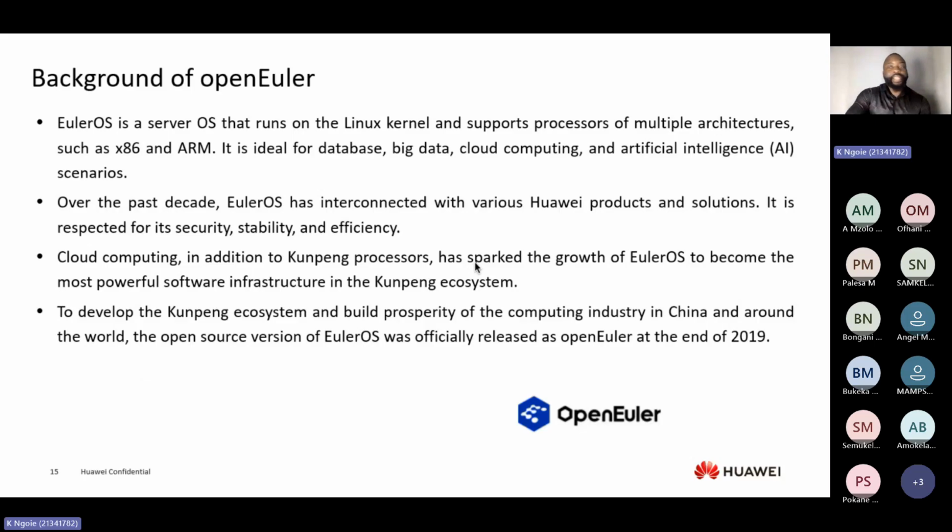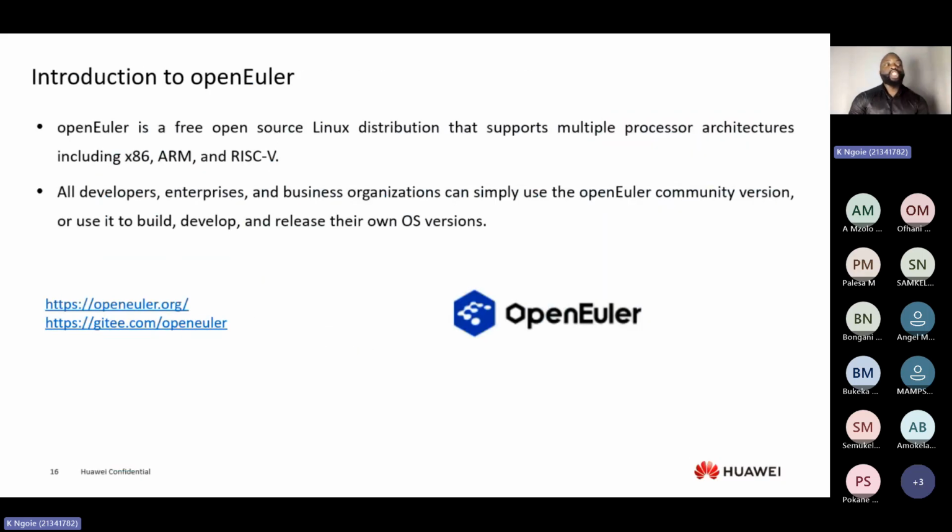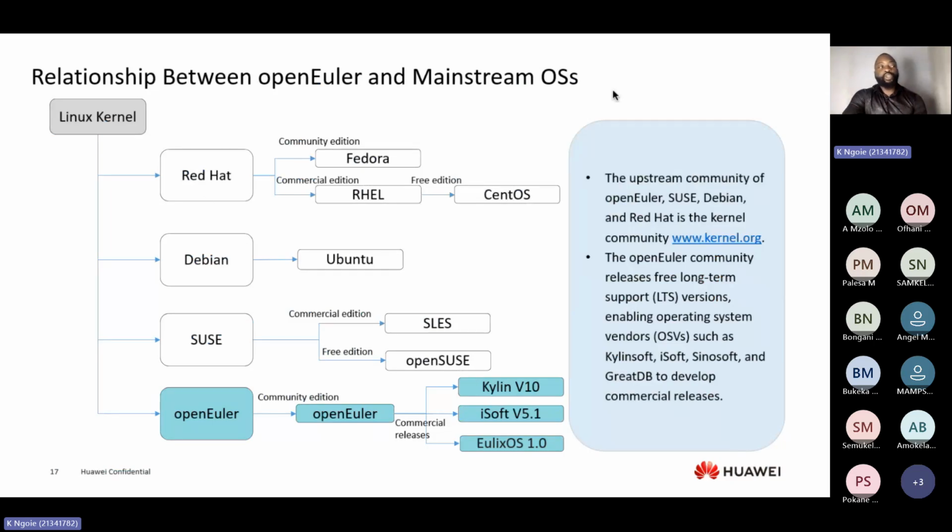All right, so there is a relationship between openEuler and other mainstream operating systems, right? When we look at this, for example, here you have Red Hat, which are all using the Linux kernel. We have a commercial edition, which is Fedora and RHEL, and then we have a free edition, which is CentOS.